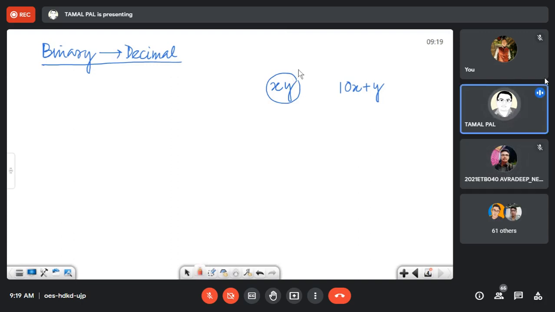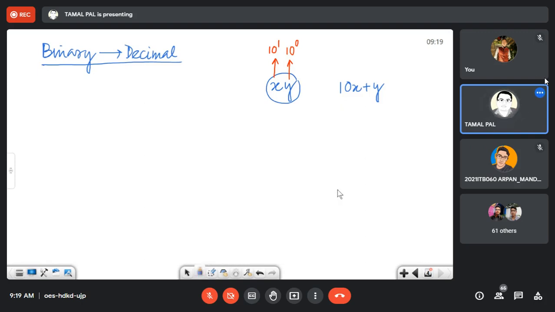In the decimal system, the weightage of this position is 10 to the power 0, and the weightage of this position is 10 to the power 1, since it is a decimal number system. Okay.